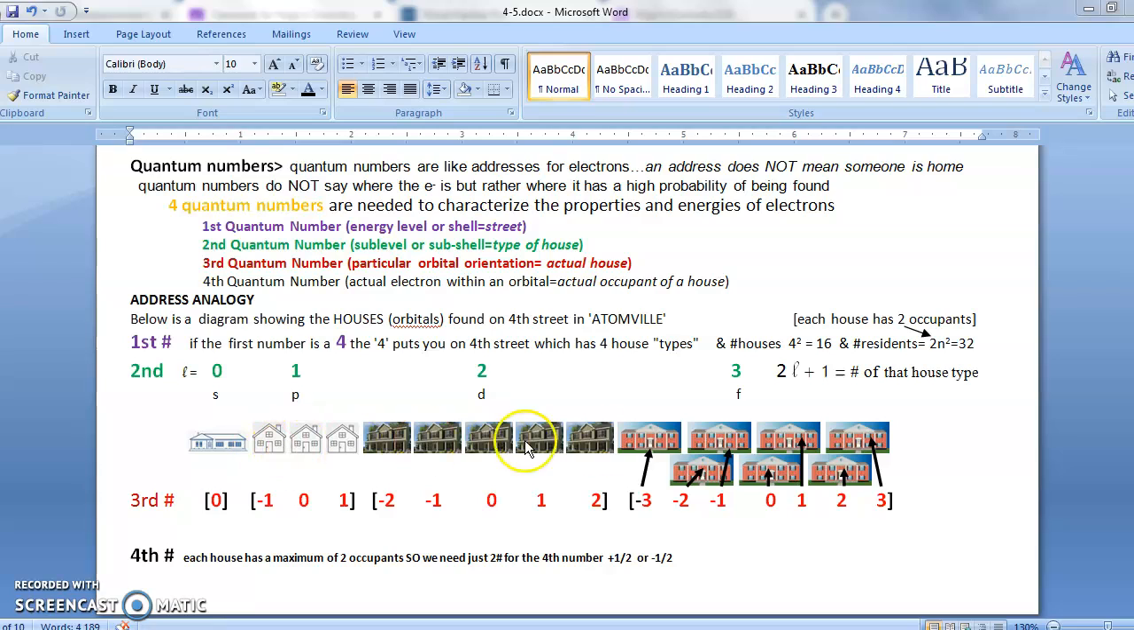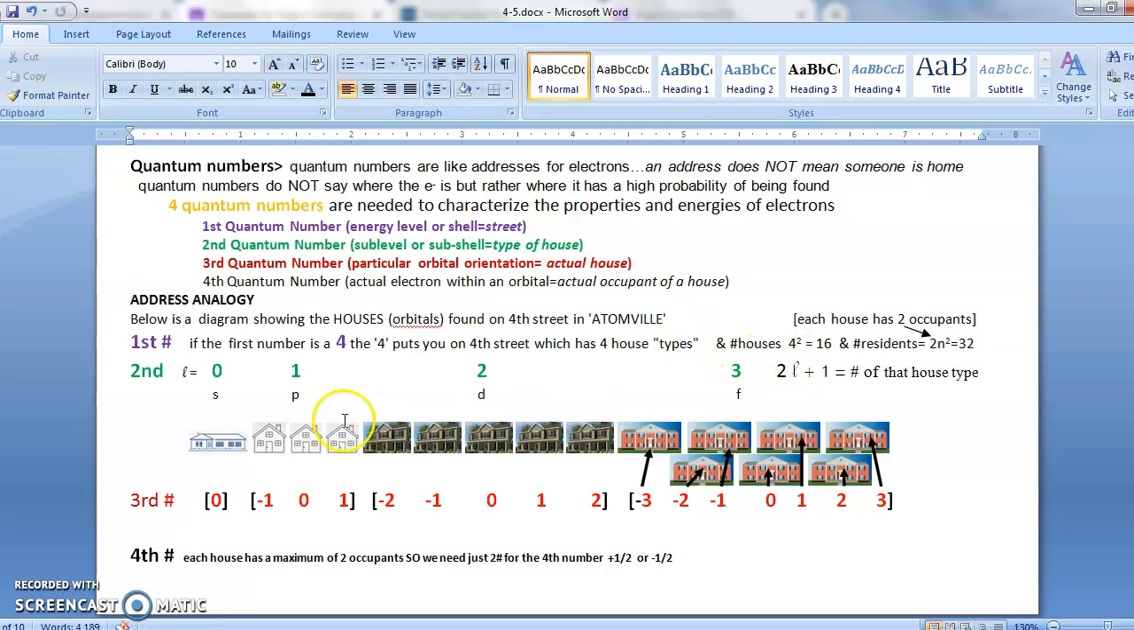So how many houses total are there on 4th Street? 1 plus 3 is 4, plus 5 is 9, plus 7 is 16. It also happens to be the street number squared. Each house can only hold a maximum of 2 occupants. You remember earlier we alluded to the fact that if you take the energy level number and square it times 2, that will tell you how many electrons can be on that level.